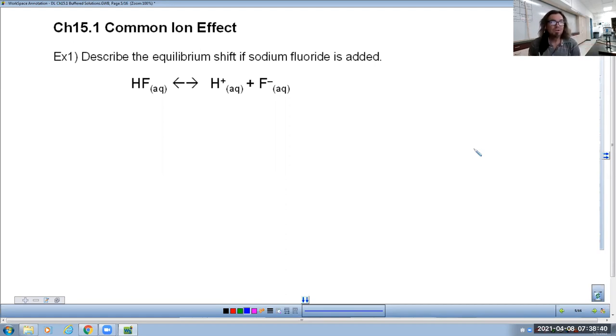Describe the equilibrium shift if sodium fluoride is added. Okay. I shouldn't even need to do this one for you. You guys should be able to look at this and say, okay, what's going to happen if sodium fluoride is added? So maybe if you're not 100% sure yet, you would start by saying, what is sodium fluoride? Well, sodium fluoride is NaF. And what is that? It's a salt.